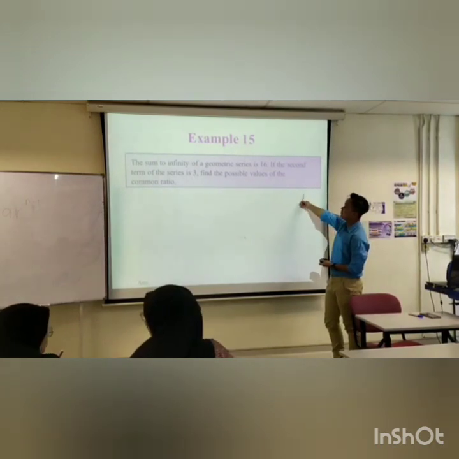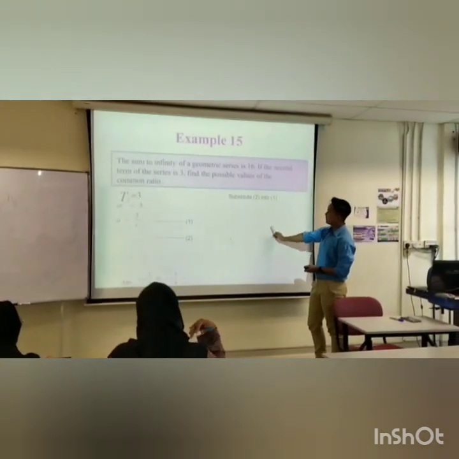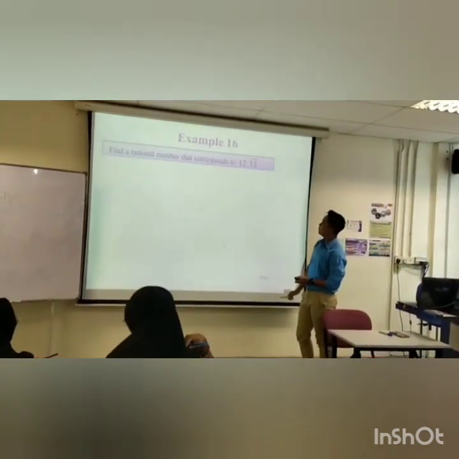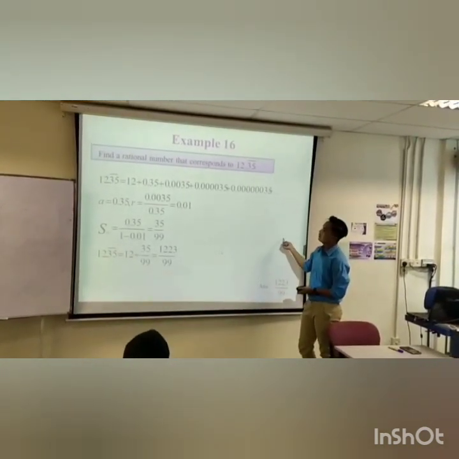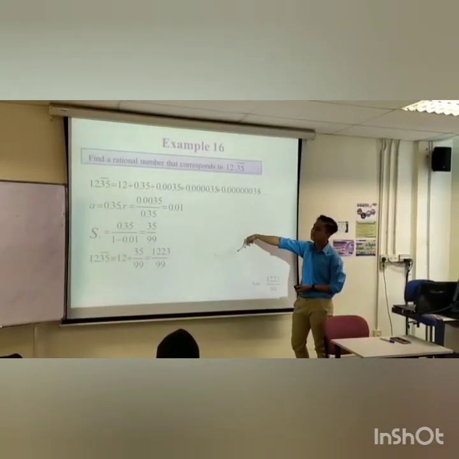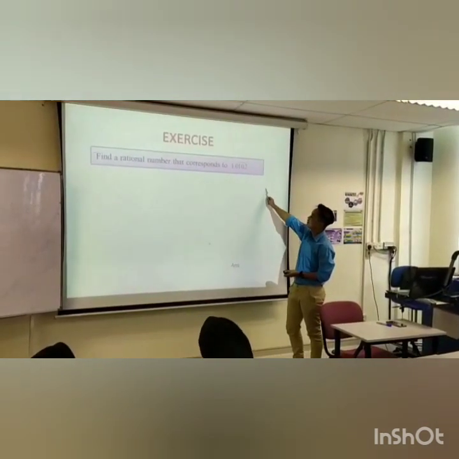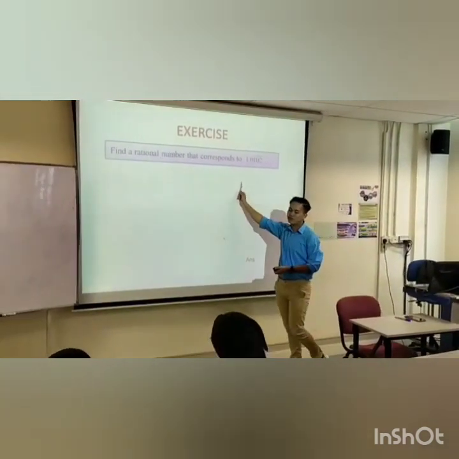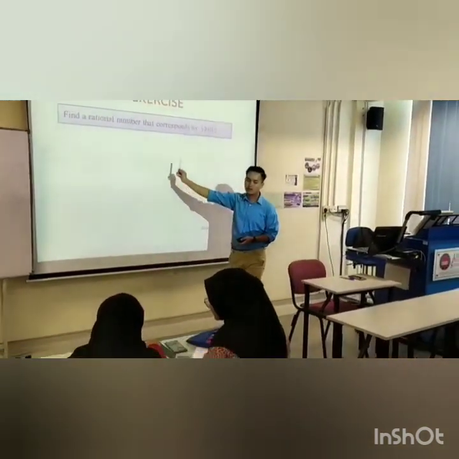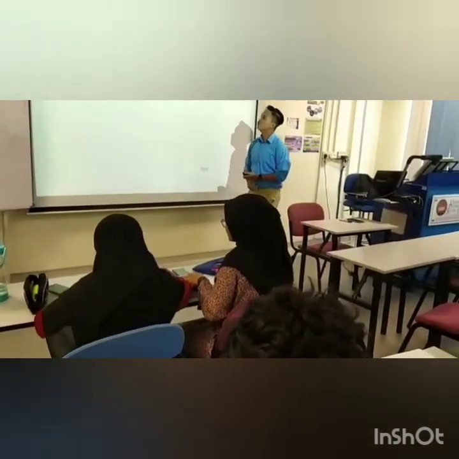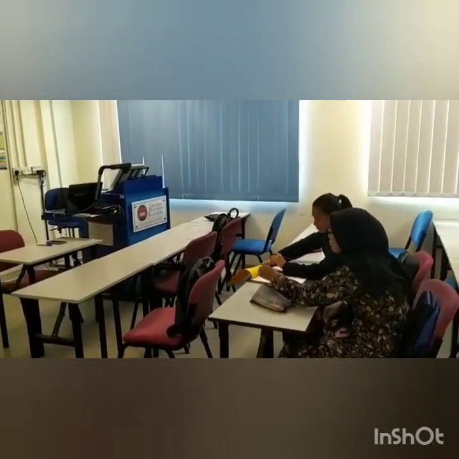The example, I think we can skip this. Example also, I think we can skip this because this is all just the basic one, which you can do at home. Okay, this one, try to find it in the sheets given. I think it's somewhere between question 7 or question 8. Find a rational number that corresponds to 1.0102.